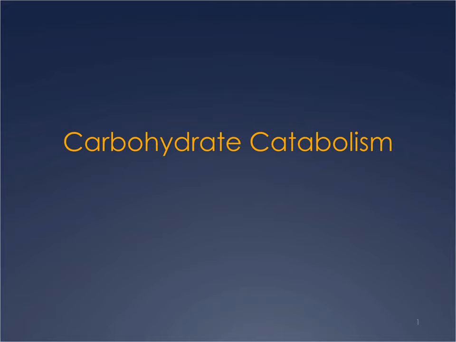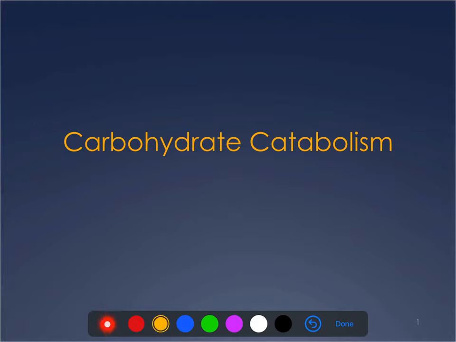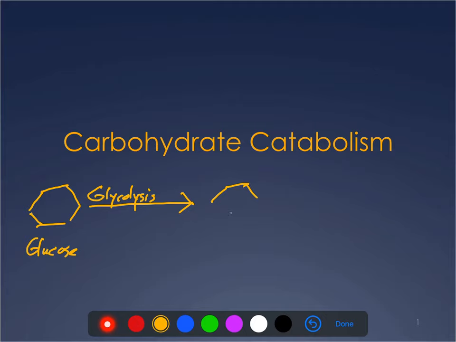All right, so let's talk about carbohydrate catabolism. This is going to be generally true for probably most organisms, at least most aerobic organisms, though there are some exceptions. Something to keep in mind is that this happens after glycolysis. So you'd start with glucose or some other sugar, have glycolysis, which usually occurs in the cytoplasm, and you're going to end up with two pyruvates.